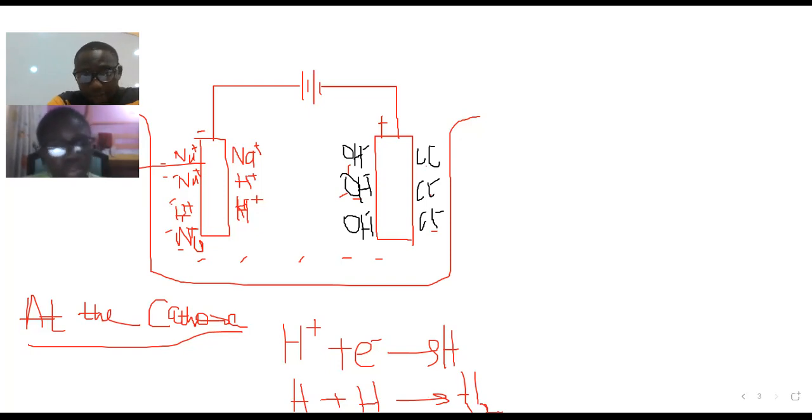Yes. Okay, now let's go to the anode. We've considered the cathode. What are the ions that will migrate to the anode? Hydroxide and chlorine ions. Good. Hydroxide and chlorine ions. Okay. Which ion will be discharged at the anode?